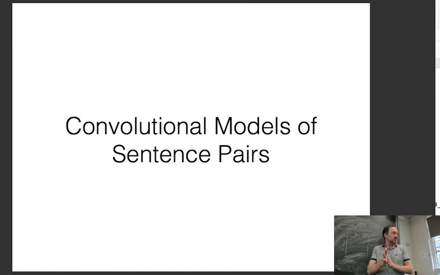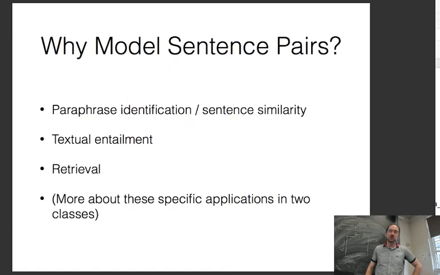You can also think of models of sentence pairs, and I'm going to talk about this a little bit in two classes. But you can think of a lot of things where you want to talk about the relationship between sentence pairs. So you can think of things like paraphrase identification. You can think of things like textual entailment. So does this sentence entail another sentence? If this sentence is true, is another sentence true? You can think of also retrieval, where you want to input something like a query and retrieve a document. So all of these things are where you want to compare pairs of text.